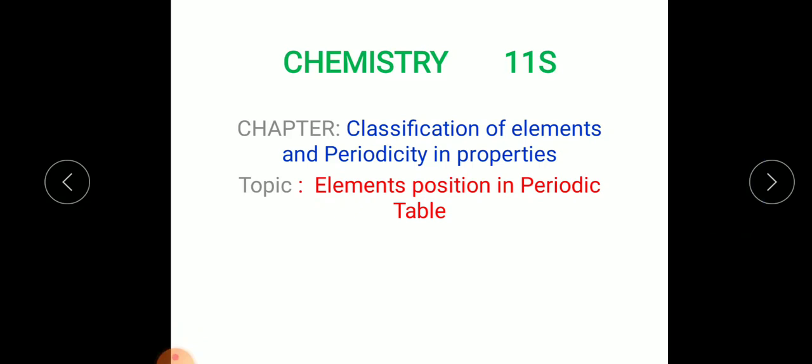Now, today we are going to see: suppose an element is given to you, how do you find exactly where it is placed in the periodic table? Say, for example, carbon. Carbon is placed in which group and which period, and which block, whether it is S, P, D or F block? We are going to learn about it.